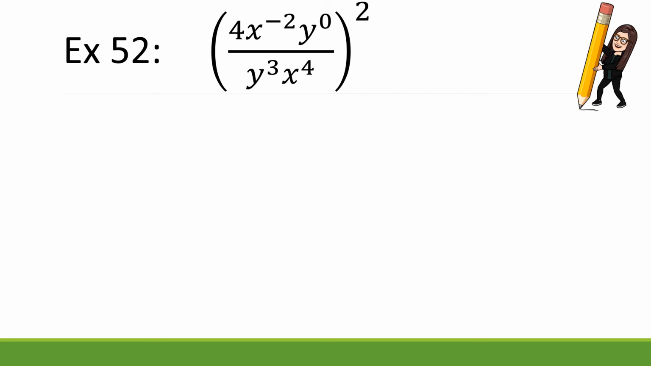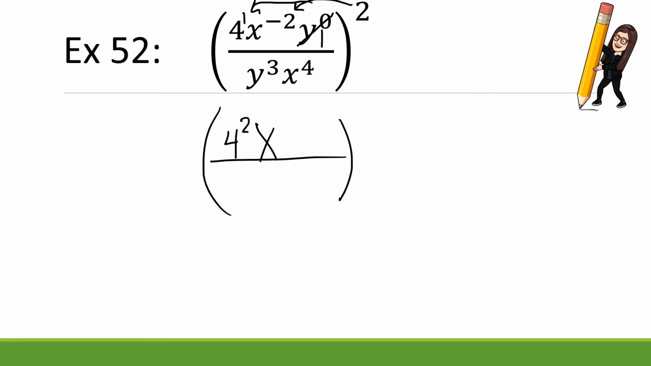Let's take a look. I'm going to take care of y to the 0 is 1. I'm going to choose to distribute first. If you want to try something else, please do so. The 4, 1 times 2, 2. The x, negative 2 times 2, negative 4. The y, 2 times 3, 6. The x, 4 times 2, 8.